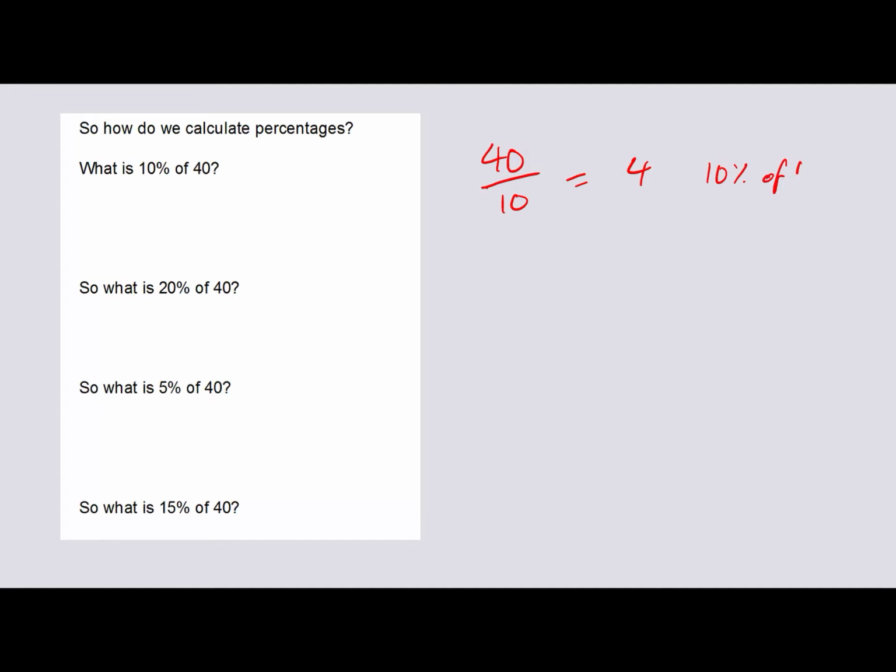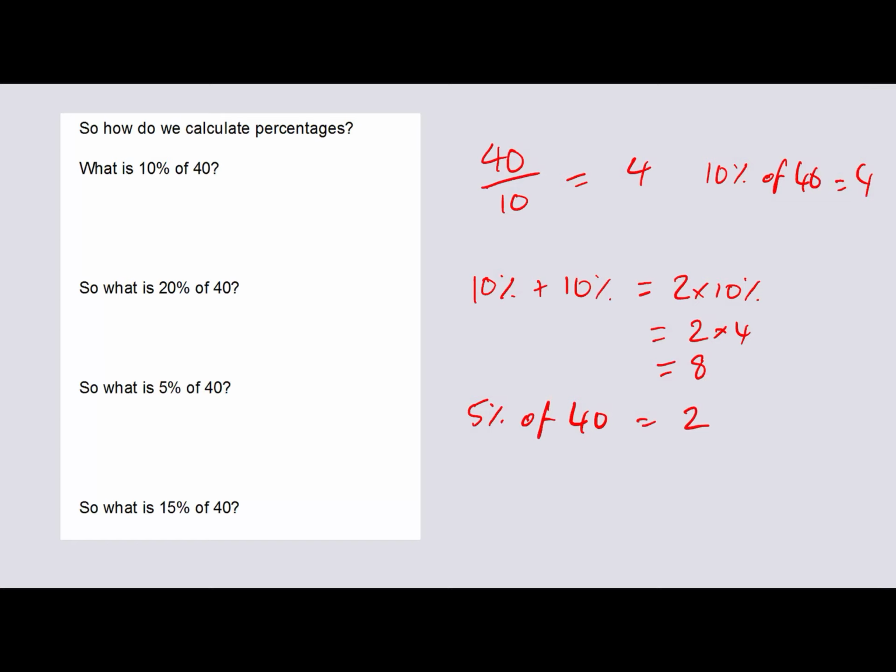So we're going to say, what is 10% of 40? Well, 10% of 40, that's easy to know. To find 10% of any number, you simply divide it by 10, and so we get 4, okay? So 10% of 40 is equal to 4, okay? What about 20%? Well, we can say that 20% is 2 lots of 10%. So 2 lots of 10% is 2 lots of 4, and so the answer is 8.